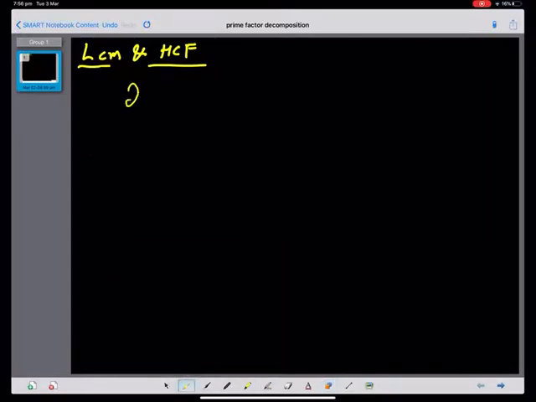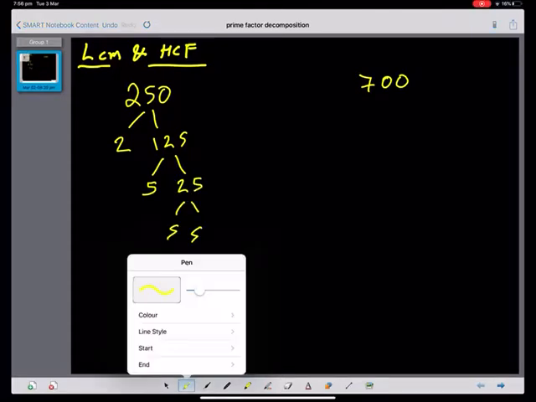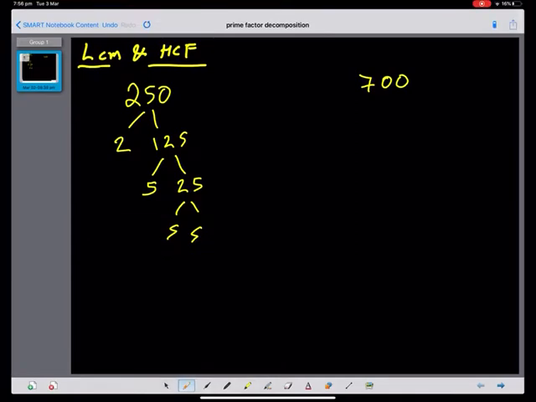Let's do 250 and 700. Okay, it's a larger number. So we've got 2 times 125. We have got 5 multiplied by 25. We've got 5 and 5. Circle the primes.